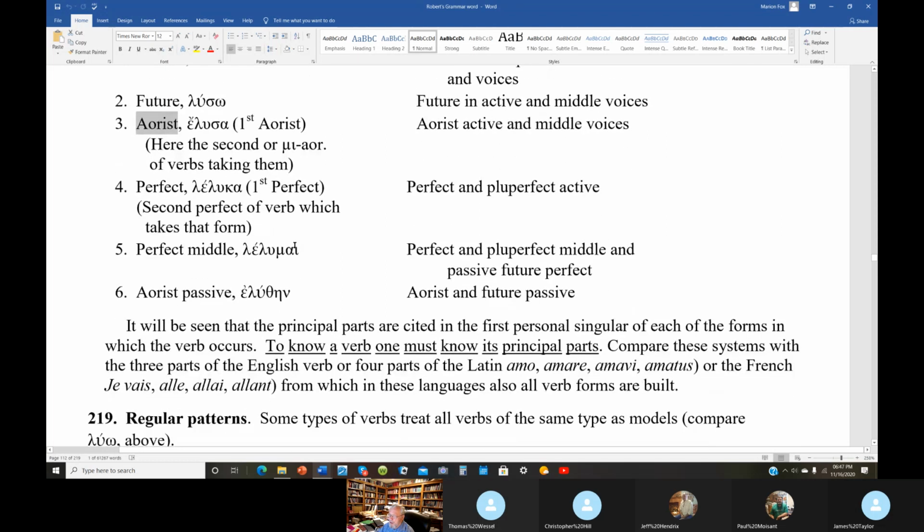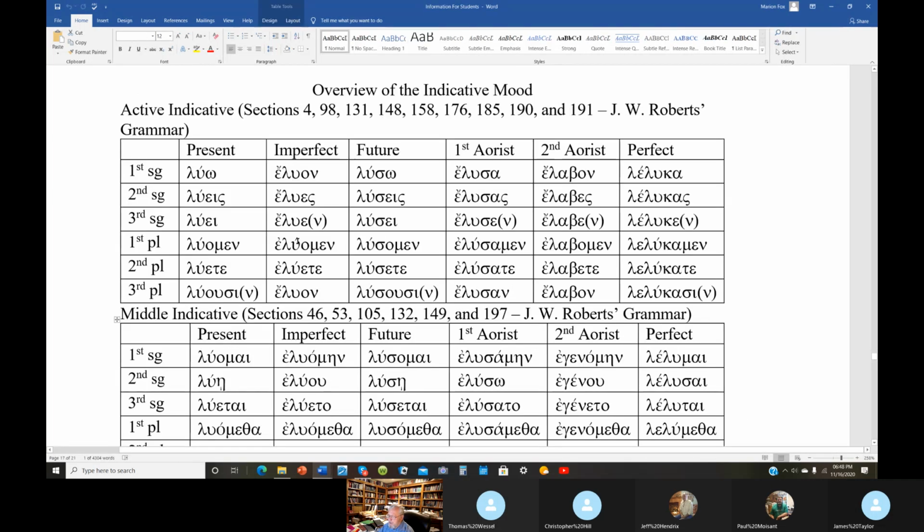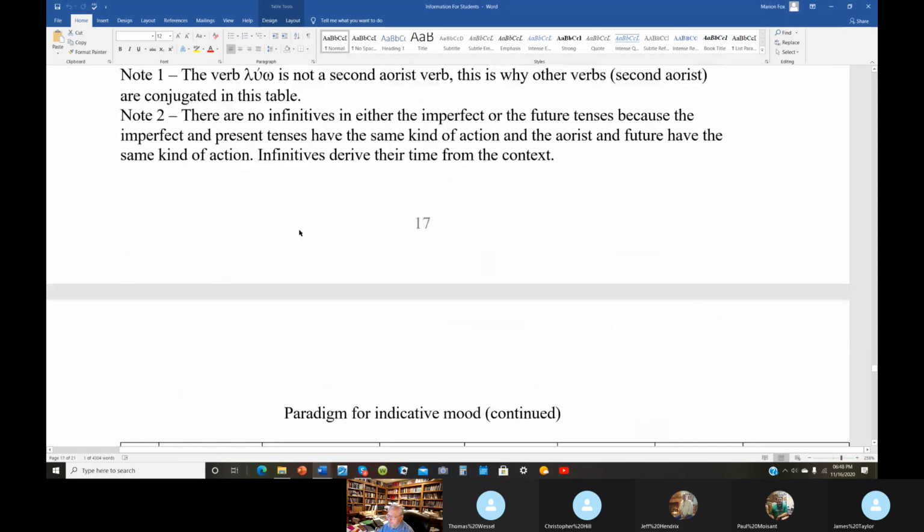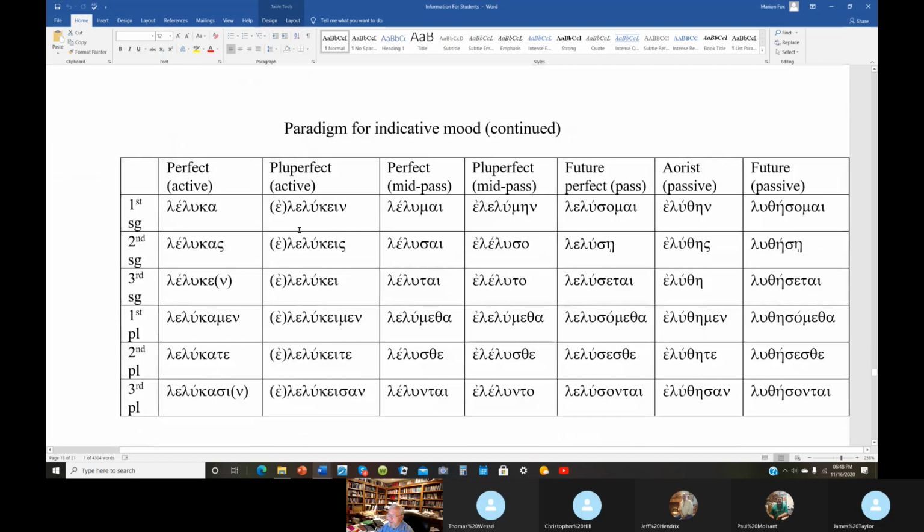Okay. All right. The perfect. That's your fourth principal part, and so it's a kappa perfect, first perfect. The perfect and pluperfect active are the same. Now our problem is we don't have pluperfect on this paradigm chart. So perfect and pluperfect active are the same. So let's go over to our paradigm chart, and the next page where I put this extra paradigm chart on.